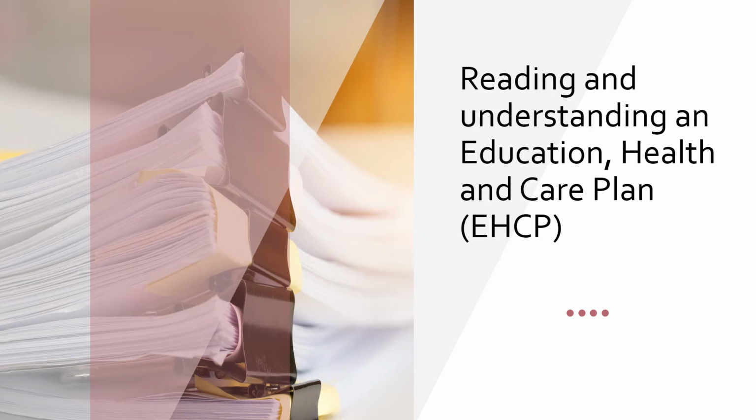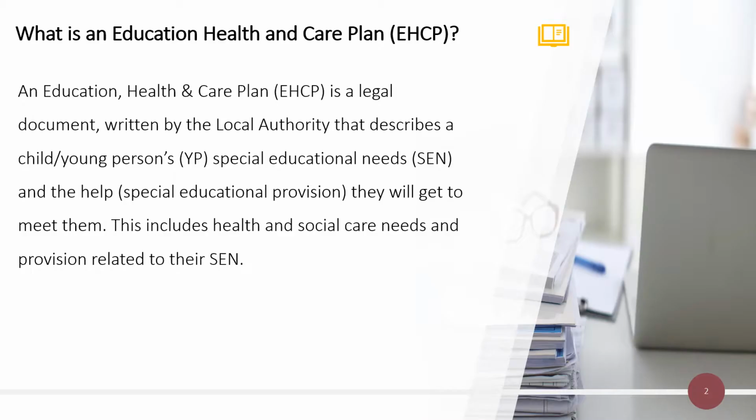Reading and understanding an education, health and care plan. What is an education, health and care plan? An education, health and care plan is a legal document written by the local authority that describes a child or young person's special educational needs and the help they will get to meet them. This includes health and social care needs and provision related to their SEN.